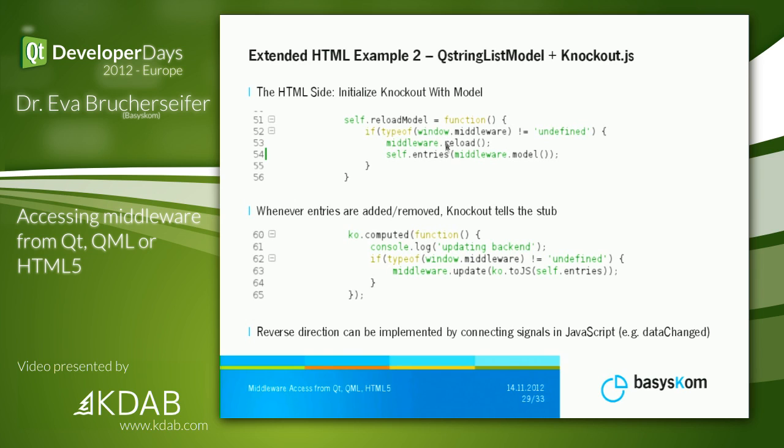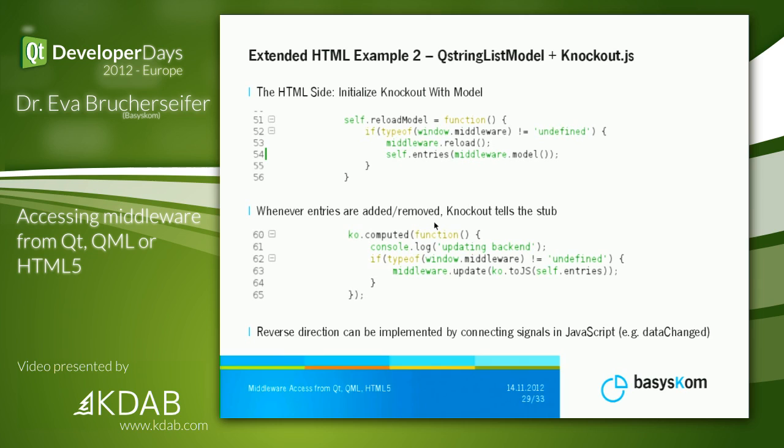This is another slot in the middleware. It tells it to actually reload. It's a middleware, so it reloads the model from the backend, which is in this case a file. And self.entries is the entries list. It's a knockout array. It's a little more complicated than a JavaScript array, but basically it has the same functions. I just initialize the entries with a plain JavaScript string array, and knockout works like this. It will populate my forms with the data, and I can see all the entries I have in my backend model.